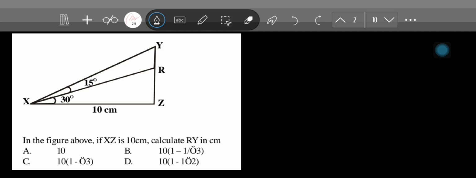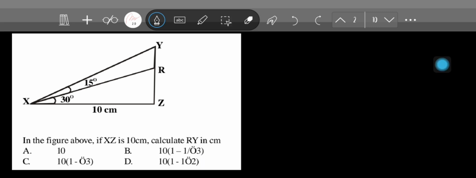I want us to take note that these options here, B, C, and D, have a kind of typographical error. So I would like to tell us what the correct ones should be. Option B is 10 into bracket 1 minus 1 over root 3. Option C is 10 into bracket 1 minus root 3. And D is 10 into bracket 1 minus 1 over root 2. So let's take note of that.